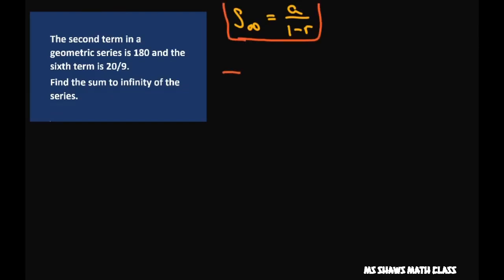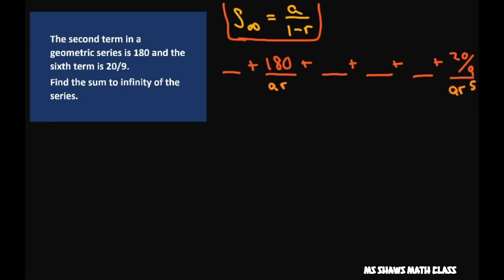So we don't know the first term, but the second term is 180. Then we have the third term, the fourth term, the fifth term, and the sixth term. And the sixth term is 20 divided by 9. So before I start, I'm going to ignore the first term and call this my first term and call this one my fifth term.